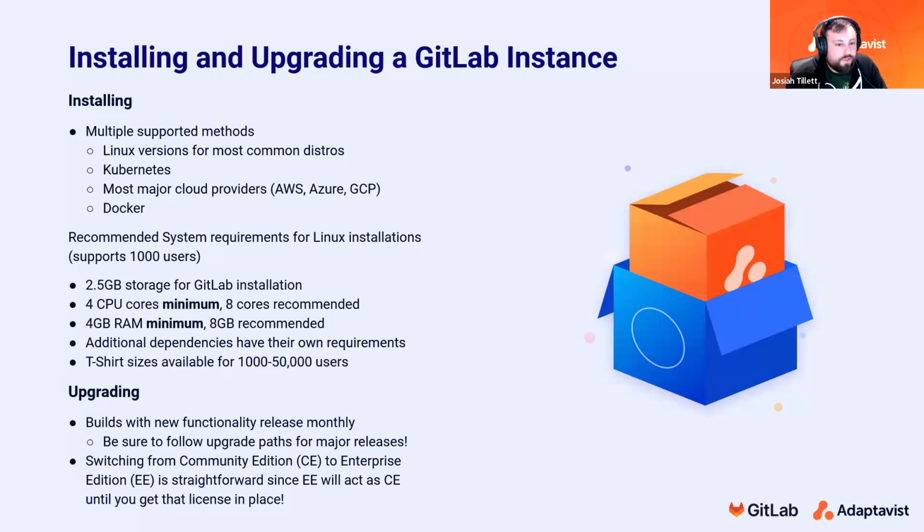And also, if you are a user who's currently on the Community Edition, know that it's really easy to just switch straight into the Enterprise Edition, since the database schemas for Postgres are in parity with each other. So upgrading should just be a matter of installing the correct package. And then Enterprise Edition has all of the same features that are in Community Edition, so it'll act as Community Edition until you're able to get your Enterprise license in place.